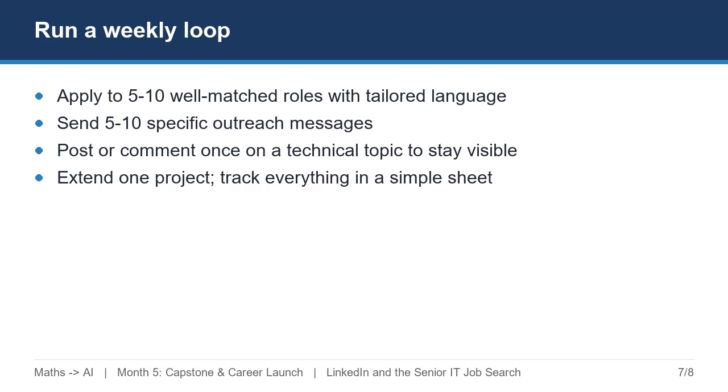Momentum comes from a routine, not a one-time sprint. Each week, apply to 5 to 10 well-matched roles with tailored language, send 5 to 10 specific outreach messages, publish or comment once on a technical topic to stay visible and signal expertise, and extend one project slightly so your featured section keeps improving. Track every application in a simple sheet so you follow up deliberately.